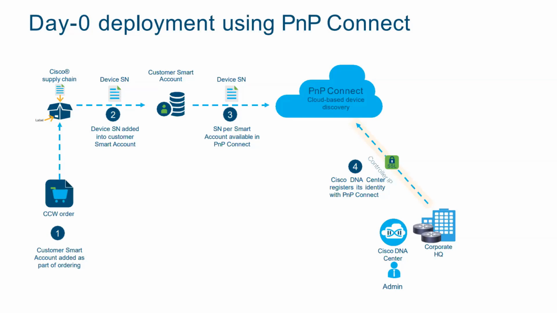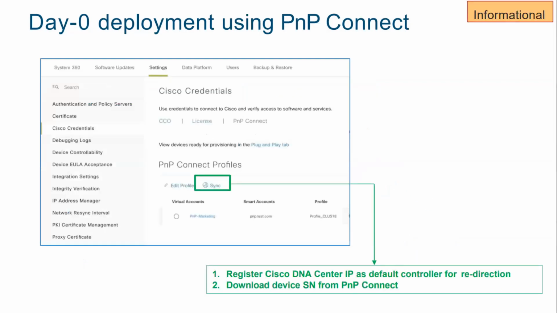Now, PNP Connect cloud has two things: the serial number ordered in CCW and the DNAC IP address. So guess what? When a device comes over, it's going to try to reach DHCP, fail, then it's going to reach DNS, fail, then it will go to PNP Connect, and it will provide its serial number. PNP Connect has the serial number and knows which organization it is, so it's going to respond with the IP address of DNA, and now DNA will establish the connection.